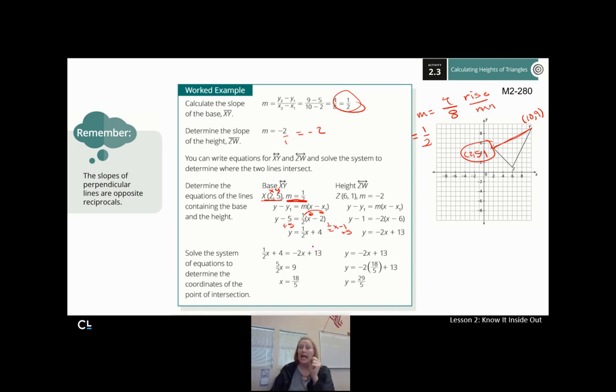Now we're going to do the exact same thing to figure out our height. We know what point Z is. We know Z is at 6, 1. So there's my point, Z at 6, 1.